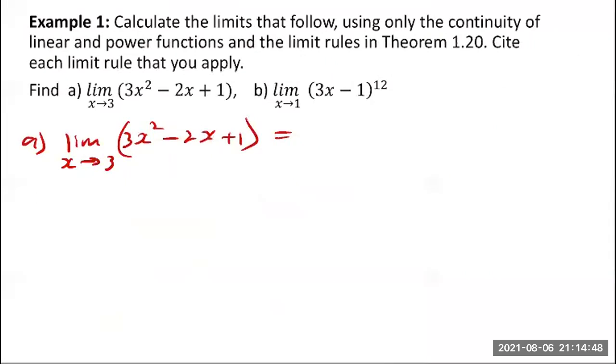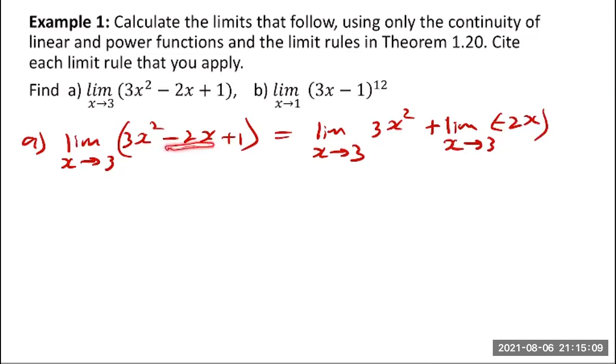right? So this is going to be equal to the limit as x approaches 3 of 3x squared plus the limit as x approaches 3 of minus 2x. That's my second term. Notice that my second term is minus 2x. Okay, I take the limit of the first term and then I take the limit of the second term.